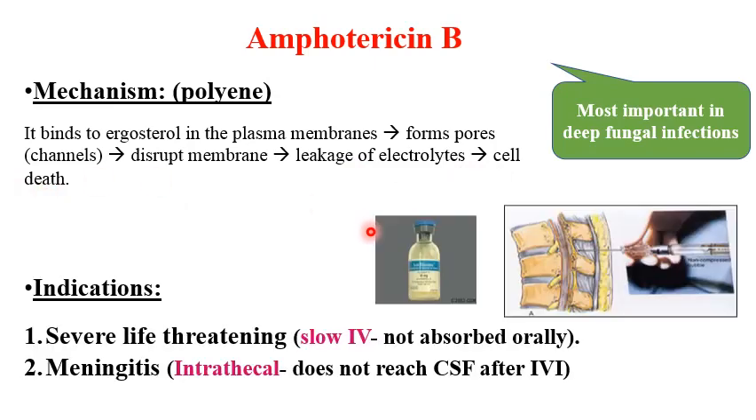Amphotericin B is used in deep fungal infection, in severe life-threatening infection. Amphotericin B is a very hydrophilic drug, so when it is administered orally, it is not absorbed. So in severe life-threatening conditions, the drug should be used intravenously, as it is very hydrophilic and not absorbed orally. Also, in case of fungal meningitis, as it is a hydrophilic agent, it will not cross the blood-brain barrier.